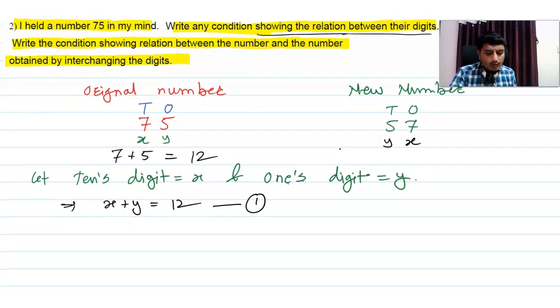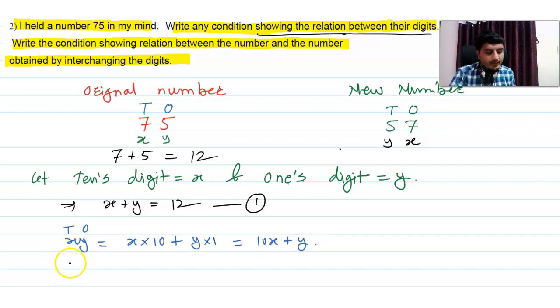Once we expand the two digit number xy, in the 10's place we have x, so we multiply x by 10, and in the 1's place we have y, so we multiply y by 1. So the expanded form of the two digit number is 10x plus y.